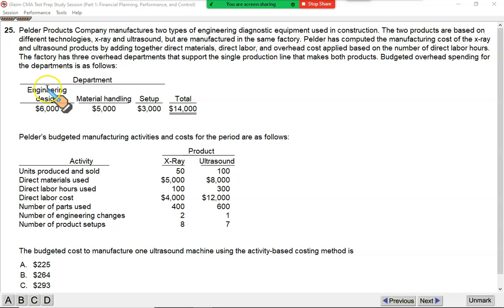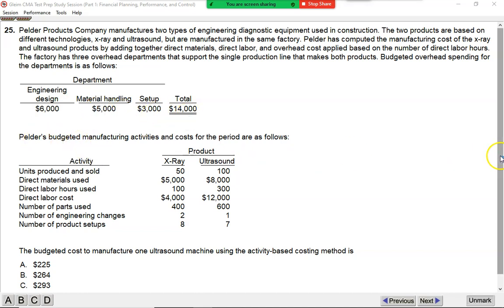So you can see these are the departments or the activities, and costs have already been accumulated based upon the activity. Next step we need to do is to calculate the rate and then use that rate to cost our products. That's what we're going to do. So the factory has 3 overhead departments that support the single production department. Budgeted overhead spending for these departments or activities is given. 6,000 is estimated engineering design, material handling, setup cost.